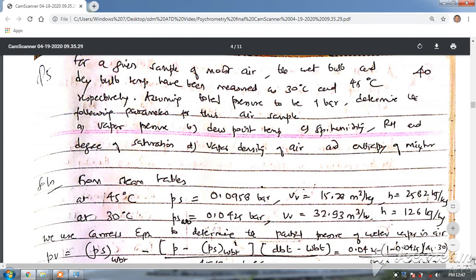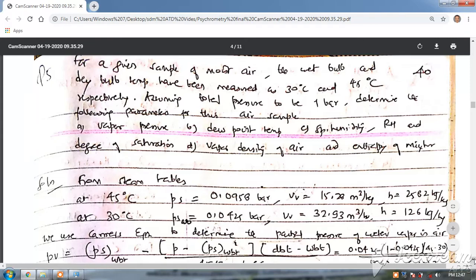Students, we will look at the eighth numerical in psychrometry. For a given sample of moist air, the wet bulb and dry bulb temperatures have been measured as 30 degrees centigrade and 45 degrees centigrade respectively. Assume total pressure to be 1 bar. Determine the following parameters for this air sample.